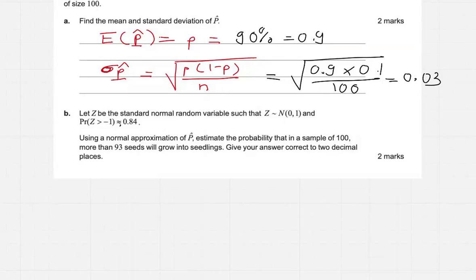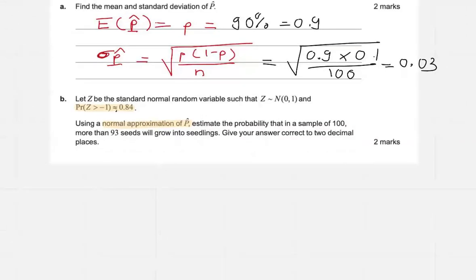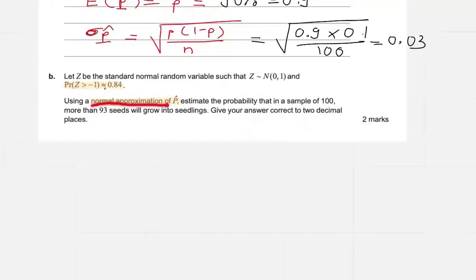Okay, using a normal approximation of p hat, estimate the probability that in a sample of 100, more than 93 seeds will grow into seedlings. Give your answer correct to 2 decimal places. So what does the question ask us? It is asking us to use the normal approximation for p hat.